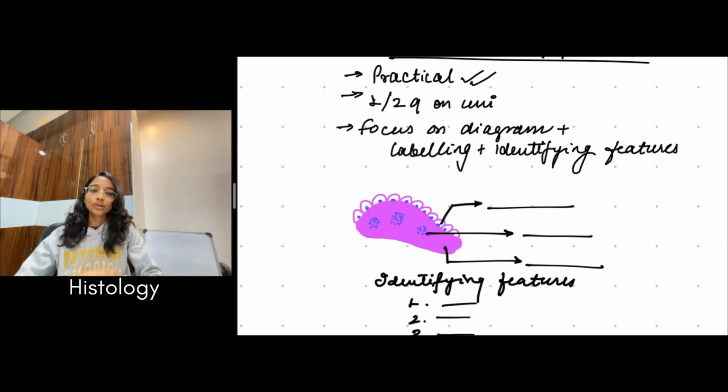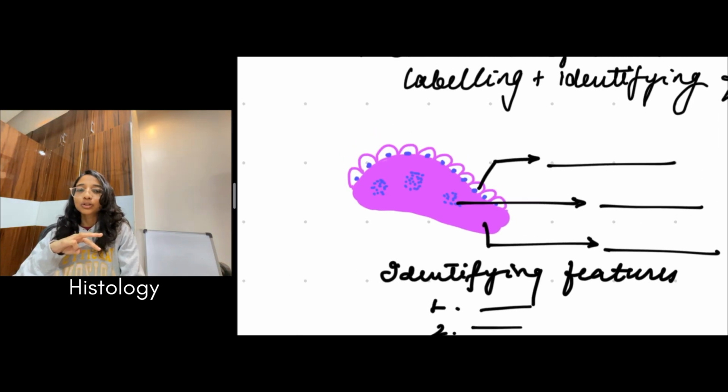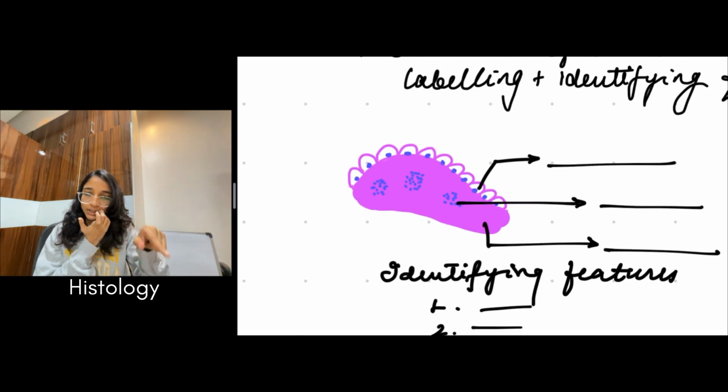So you have to focus on diagram. Don't just make random circles and squiggles and hope your professor will understand what you've drawn. Focus on the diagram, focus on the labelings and the identifying features. For example, let's say if this were to be a diagram, it has to be clean, it has to be identifiable what I've drawn.